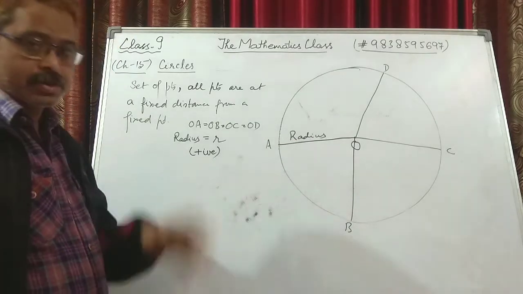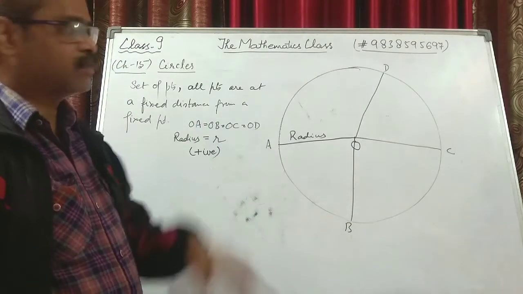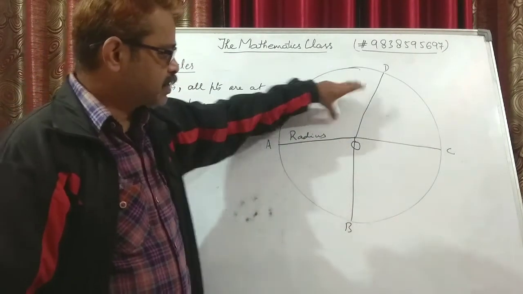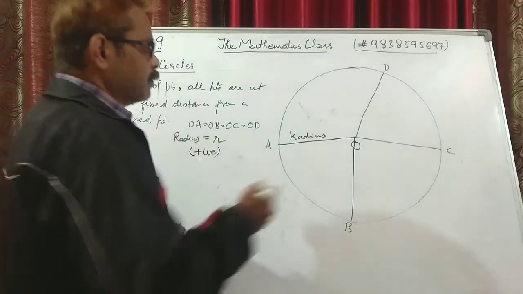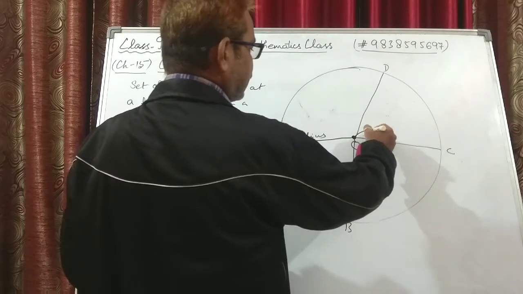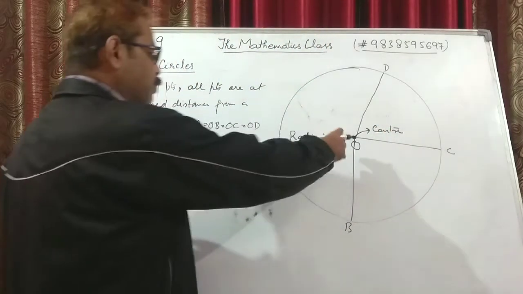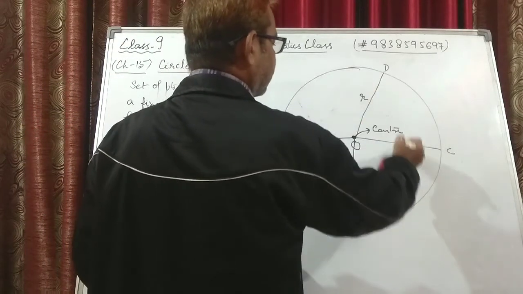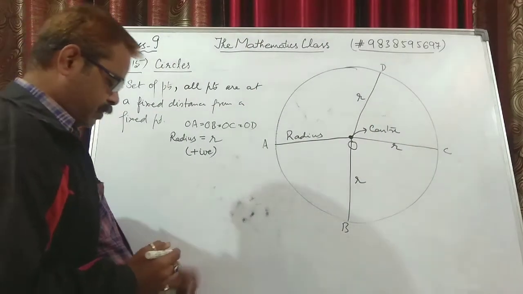So first of all, what is a circle? Circle is a group or collection of points, or a set of points, which are always at a fixed distance. That fixed distance is known as radius, from a fixed point, and this fixed point is known as center. Center is represented by O in this diagram, and radius is OA or OB or OC or OD. This is all radius. Now this was the basic definition of a circle.